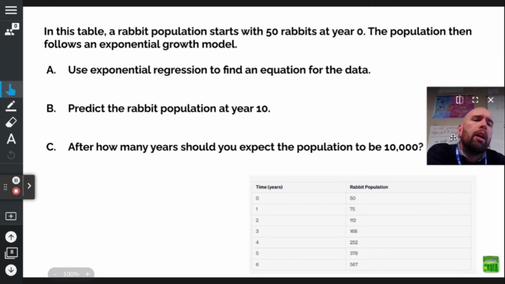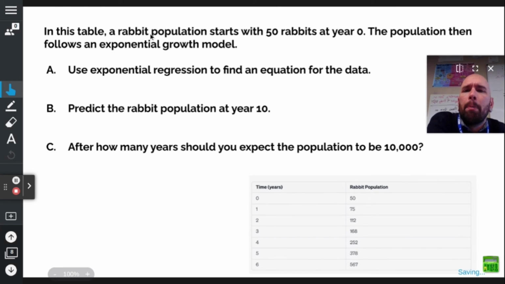Gross. All right, so now we're talking about a rabbit population. It starts with 50 rabbits at year 0. The population then follows an exponential growth model. Use exponential regression to find an equation for the data. So I'm going to throw that into my calculator. I'm going to do exponential regression and see what happens.